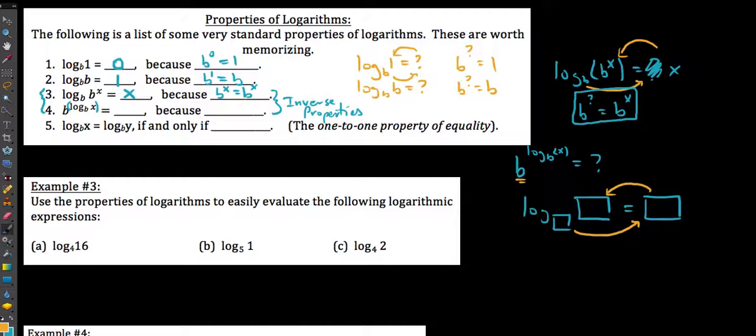And the base here is b. So the base on my log is still b. And we say b to the power of what? Well, it looks like we're raising b to the power of log base b of x. And what we're getting as our output is a question mark.